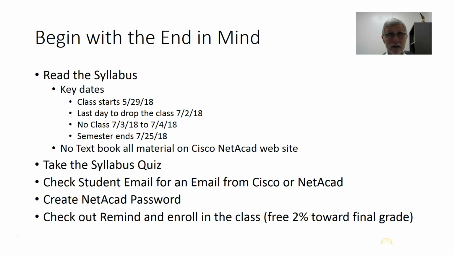Some of the key dates that we need to keep in mind: classes start May 29th. The last day you can drop is July 2nd. Now, if your attendance drops off, I may drop you, but it is your responsibility to drop your class if you want to. So the last day to do that without any penalties is July 2nd. There will be no class for the 3rd and 4th of July, but being an online class, that really is probably not going to bother you. And then our semester ends July 25th.